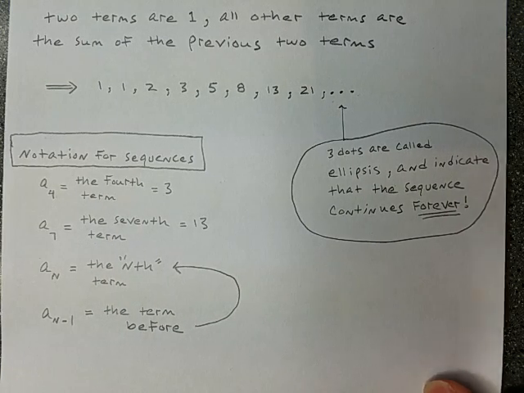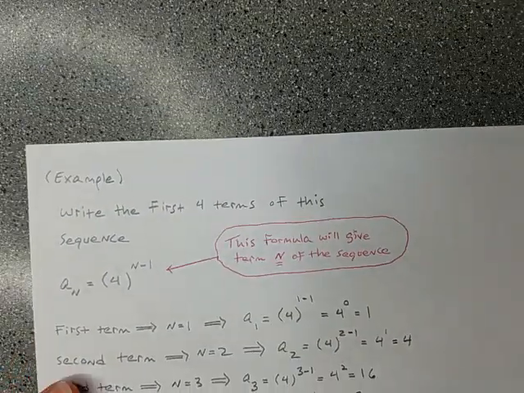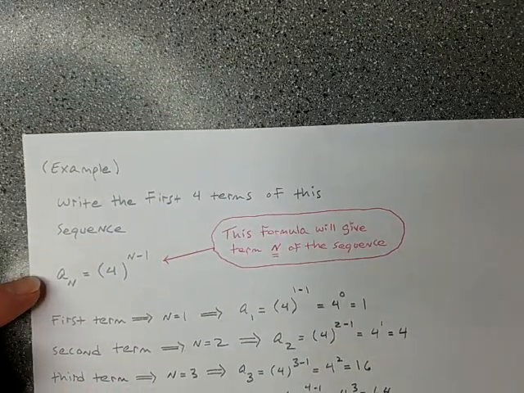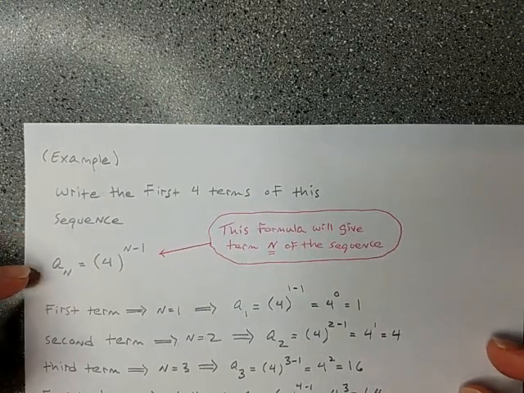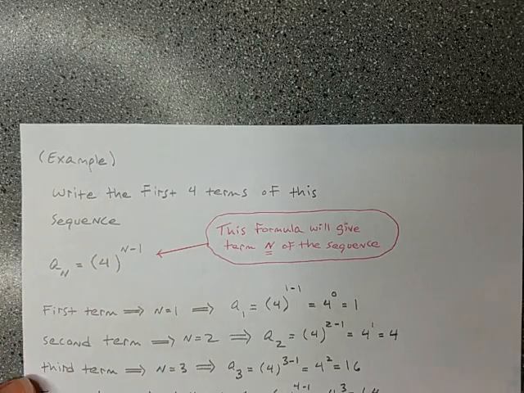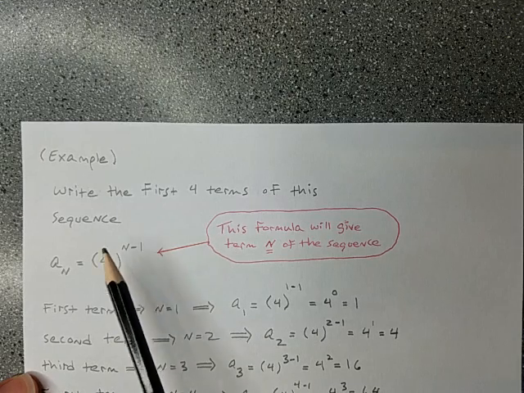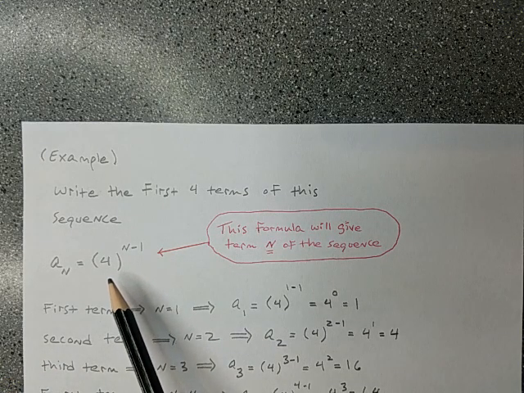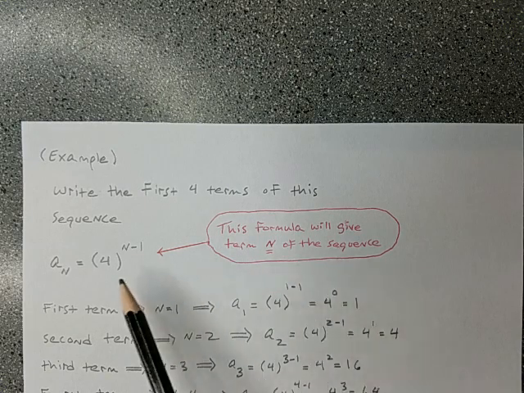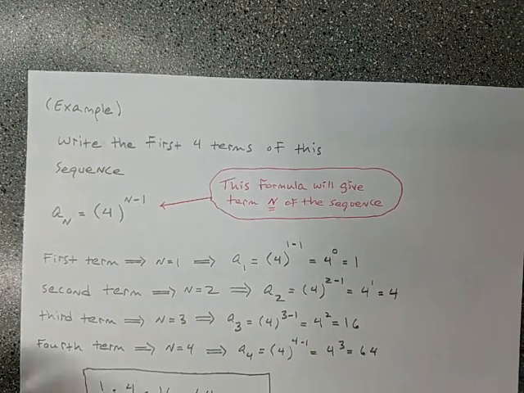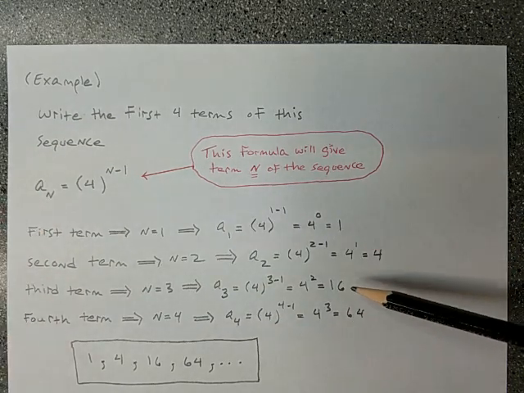All right, so let's try something a little bit different then. Take this idea a little further. If I give you a formula, say like this, write the first 4 terms of this sequence. That's a formula to get the terms. You tell me what n is, and I can do the math over here, and I get that term, all right? So this formula will give term n of the sequence. It will give the nth term. So how do you think that you use this? It's probably not hard for a person to figure out how we would use this.